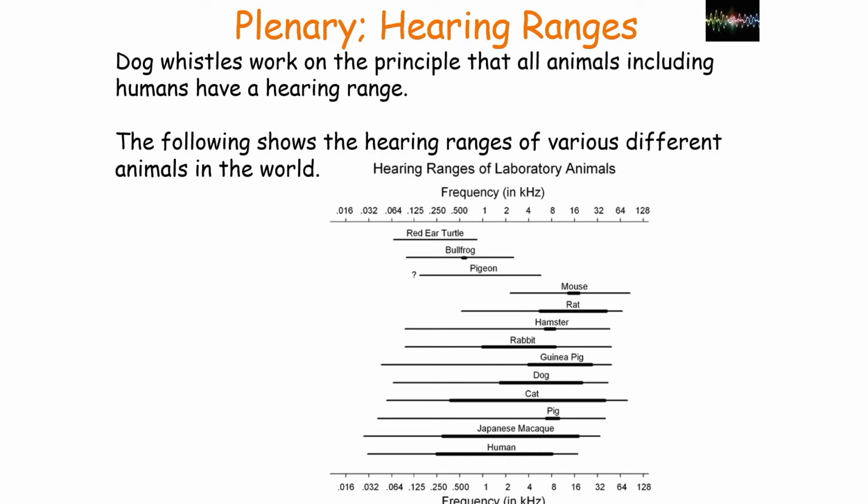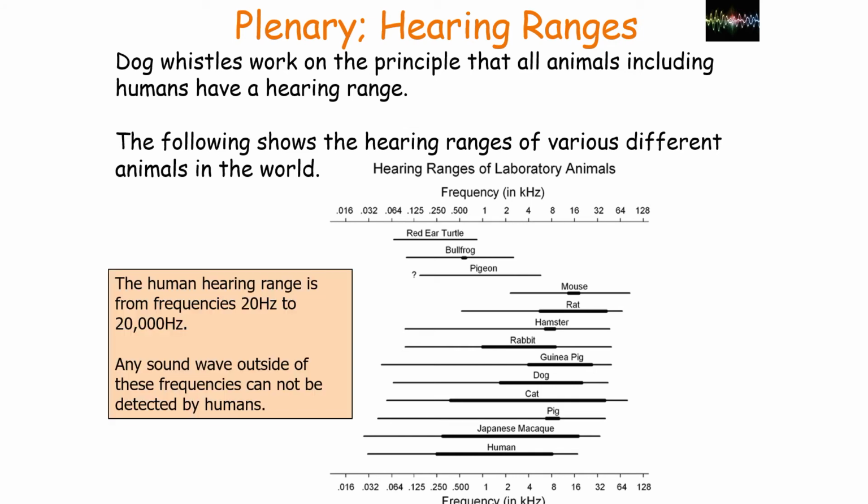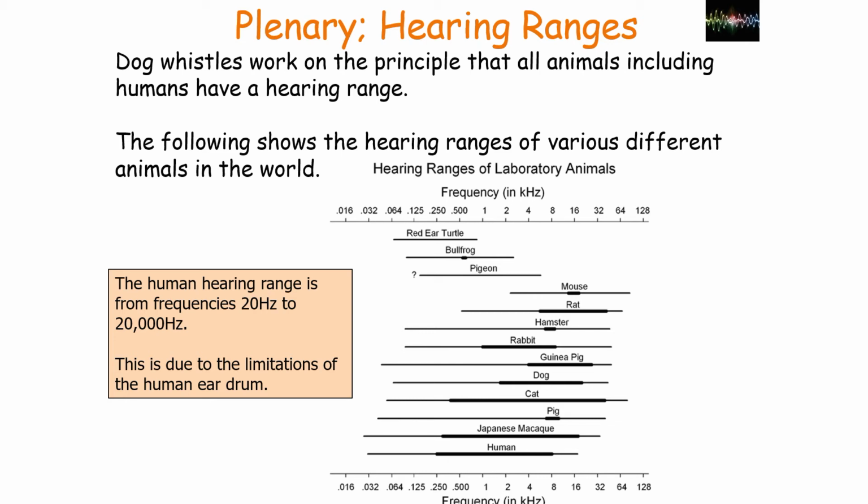Now, dog whistles work on the principle that all animals, including humans, have a hearing range, and the following graphic shows the hearing ranges of various different animals in the animal world. Now, the human hearing range is from frequencies of 20 Hz to 20,000 Hz. Any sound wave outside of these frequencies cannot be detected. Any sound wave above a frequency of 20,000 Hz is known as ultrasound, and any wave below 20 Hz is known as infrasound. So just to clarify, this is due to the limitations of the human eardrum.